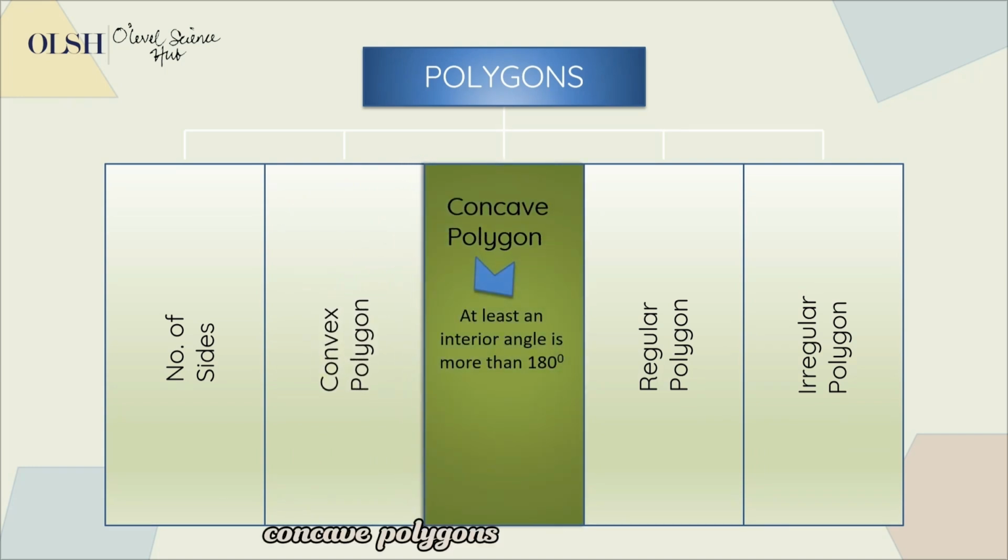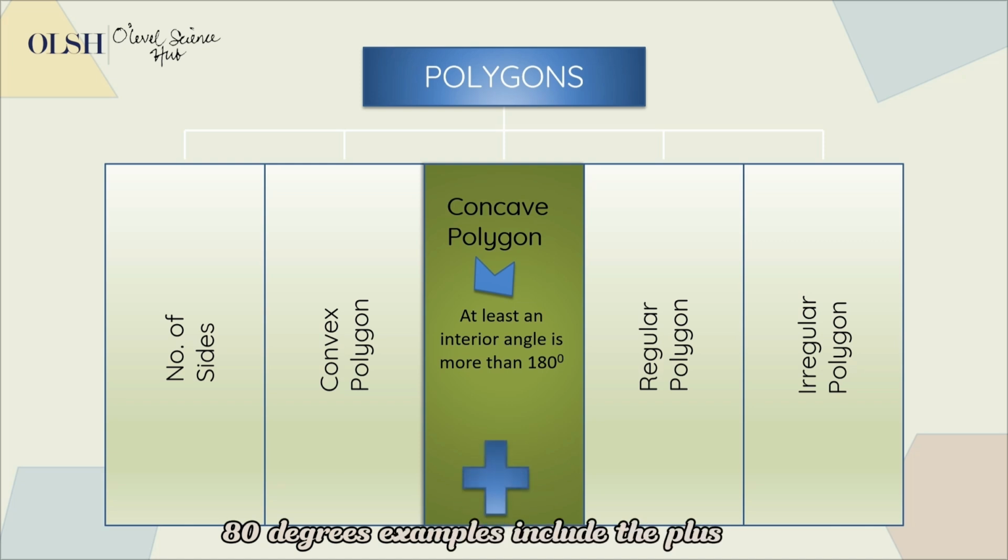Concave polygons. This classification contains all polygons with interior angles that are greater than 180 degrees. Examples include the plus sign, the arrow sign, and the star sign.